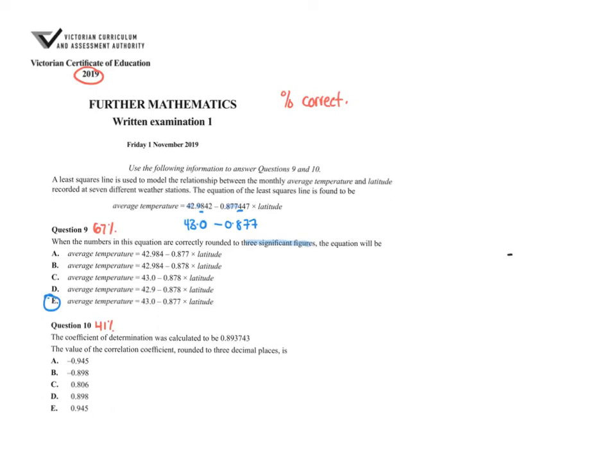Okay, in question 10, which is probably the one I want to look at more because only 41% of the state got it correct, it says the coefficient of determination was calculated to be 0.87. So I always like to put above it that it's r squared. So they gave me the r squared. Now they want me to find the correlation coefficient, which is the r value. When we do the square root, we have to remember it was always plus or minus, and you have to decide which one it is.